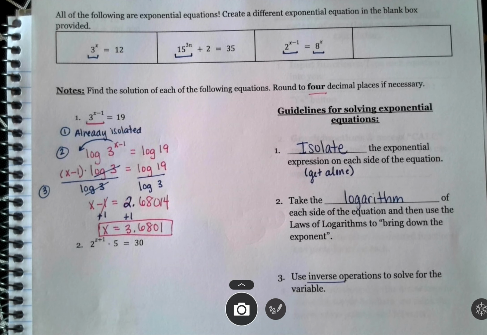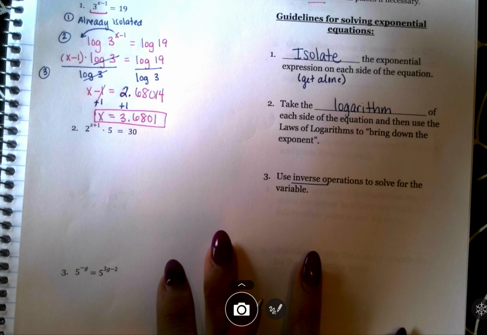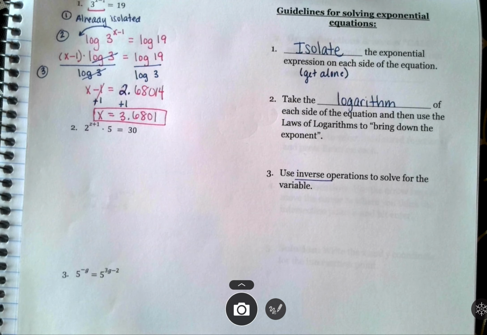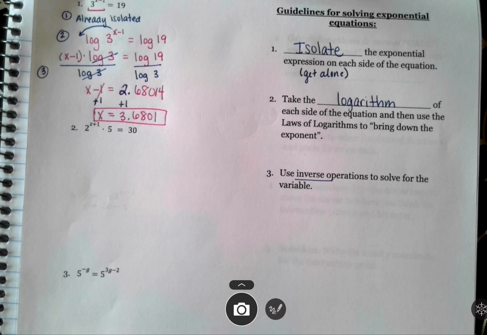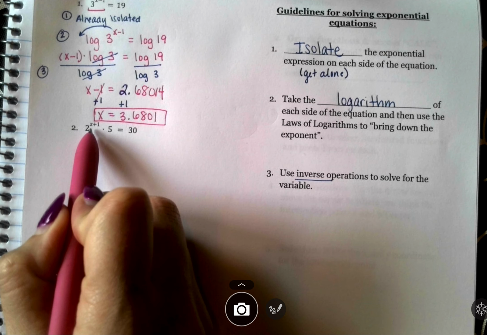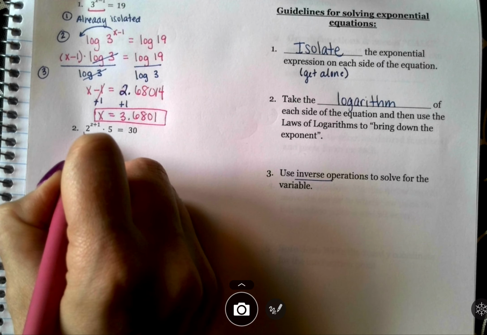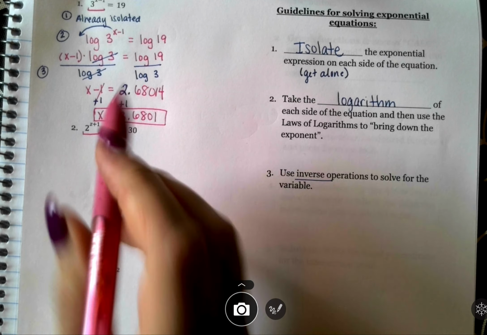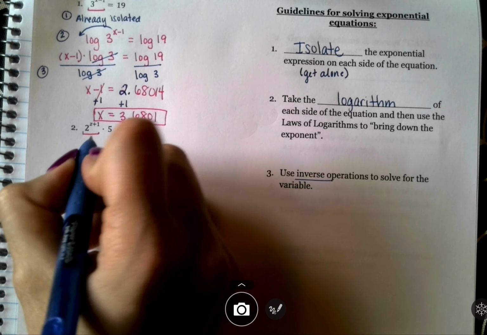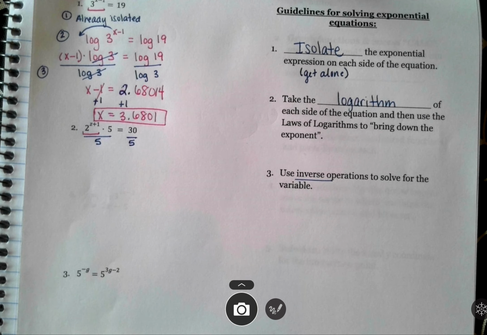So let's look at number 2. I'm going to scoot this just a little bit so we have more room. So number 2, I'm going to start the same way. I want to isolate my exponential expression. So my exponent with the variable is connected to the 2. So this needs to be isolated. And I notice that I have a times 5 here. So I want to get rid of that. So I'm going to divide this whole side by 5, divide this whole side by 5.